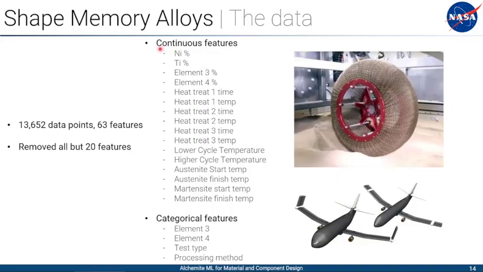Now, the other data set we tested it on was shape memory alloys. If you don't know, shape memory alloys can remember what shape they are at a certain temperature. You may have seen the videos of paper clips, you can deform them, and then when you set a flame to them, they'll remember that shape and go back to it.